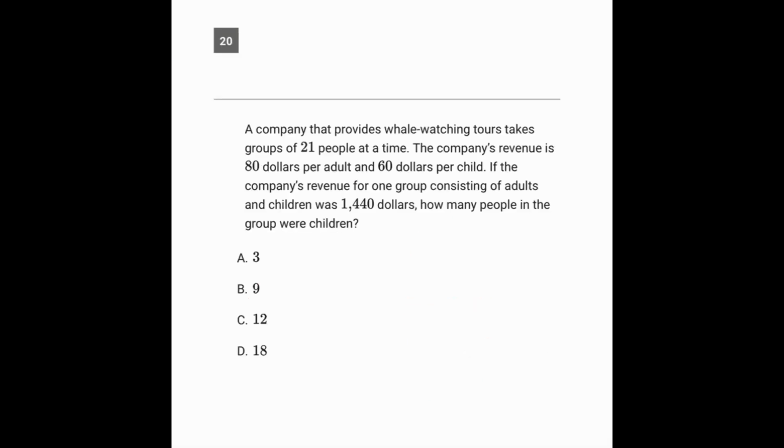Now going over to question 20, this is a classic systems of linear equations word problem. So if we're hearing that the revenue is $80 per adult, then the 80 is the amount of money, but the number of adults is what's missing. So let's make x and y the number of adults and the number of kids.